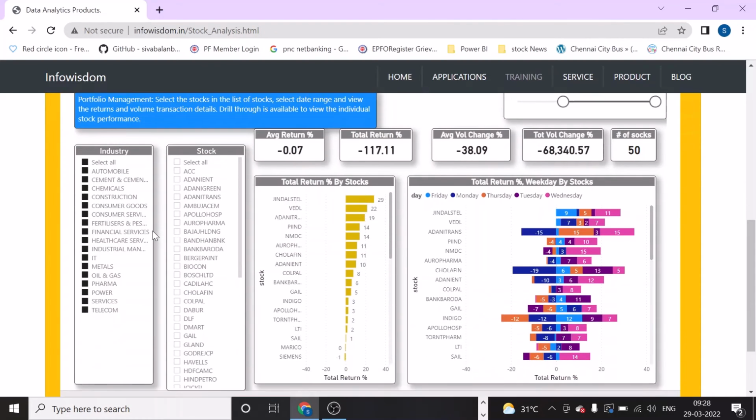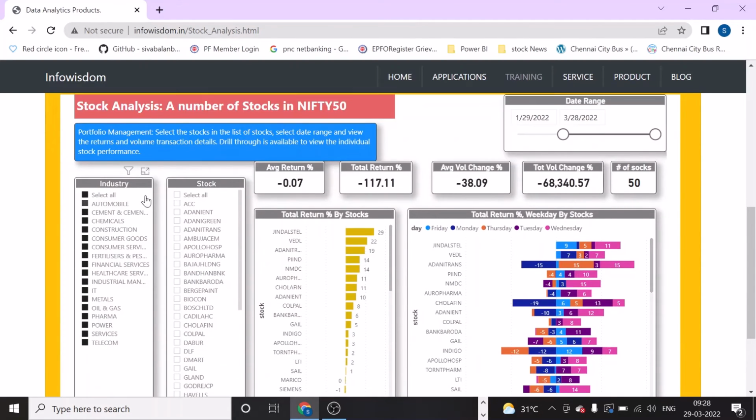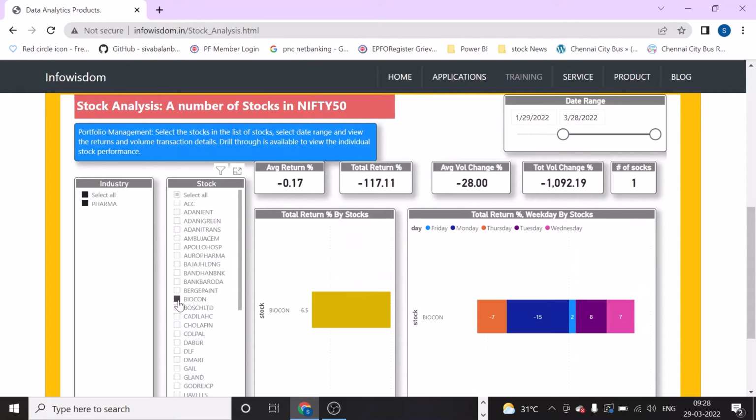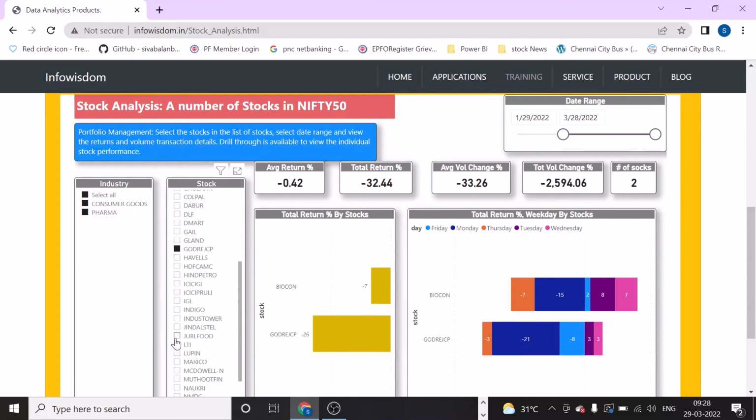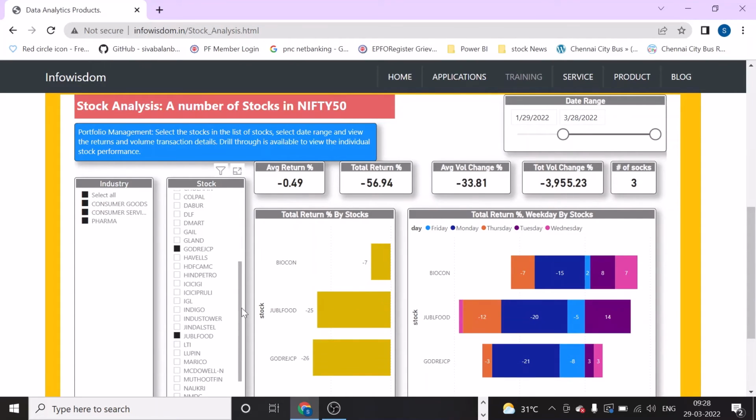Here is how it is useful. You know that there are 3 or 4 stocks you are going to compare, then you can come here, and one is Biocon, you know very well, and another one is Godrej CP. You can select that one, press Ctrl and click this one, and Jubilant Food. You can take these 3 shares. You can compare them here.